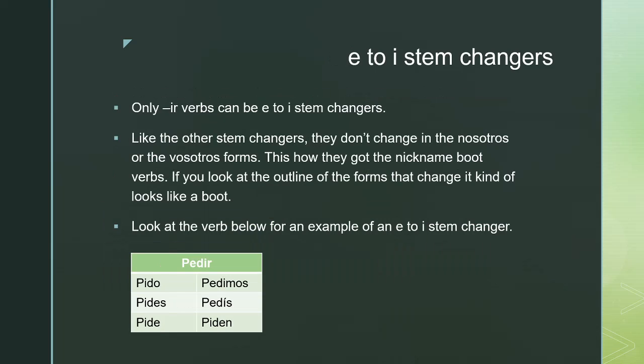E to I stem changers are a little different. The function is the same, but only IR verbs can be E to I stem changers. It's important to recognize that we're not saying that all IR verbs are E to I stem changers, but rather we're saying for E to I stem changers, they can only be IR verbs. Like the other stem changers, they don't change the nosotros or the vosotros form. That's how they got their nickname, boot verb. If you were to outline them, it kind of looks like a boot. And we see here an example, pedir. We have the PED in the stem becomes PID in all of the forms except the nosotros and the vosotros form.